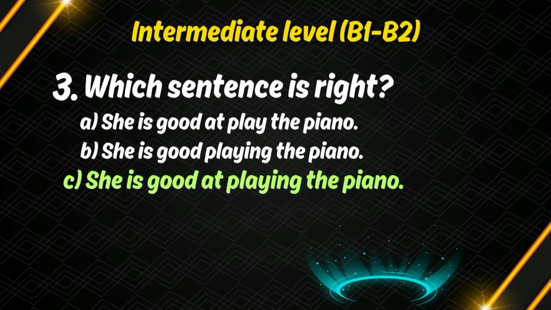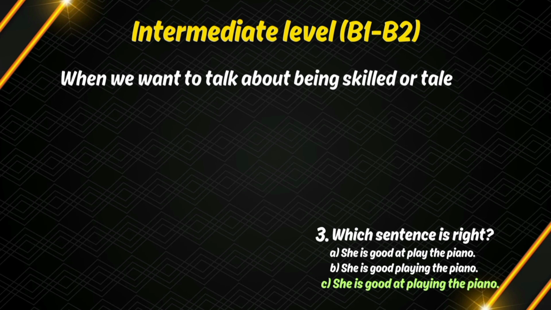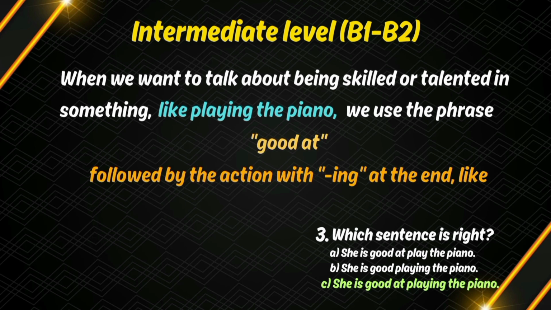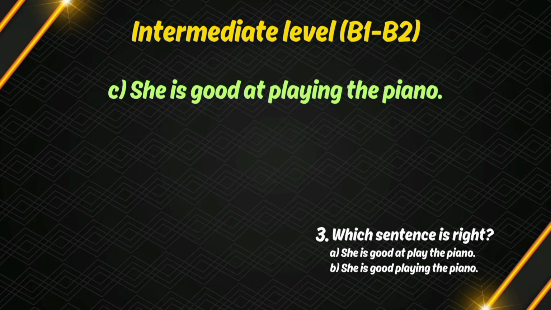The correct sentence is, she is good at playing the piano. When we want to talk about being skilled or talented in something, like playing the piano, we use the phrase good at, followed by the action with -ing at the end, like playing. So the correct way to say it is, she is good at playing the piano.